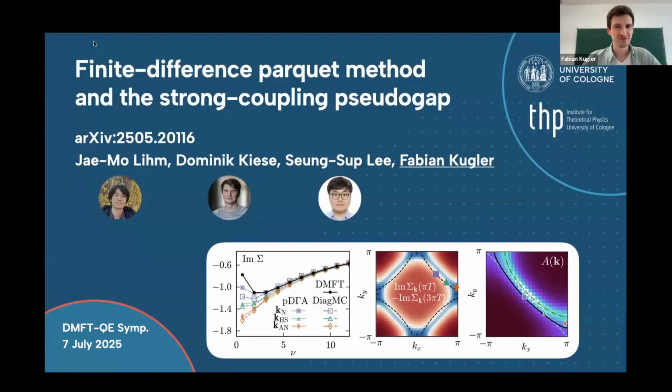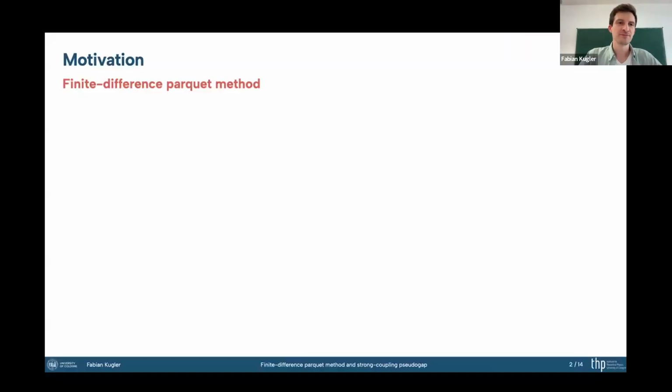My talk is entitled Finite-difference parquet method and the strong coupling pseudogap. This is work done together with Jem Olim, Dominic Kiese, and Seung-Sook Lee. So as you can see from the title, my talk has sort of two parts, a method part and an application part. And so in my motivation, I will also have two parts.